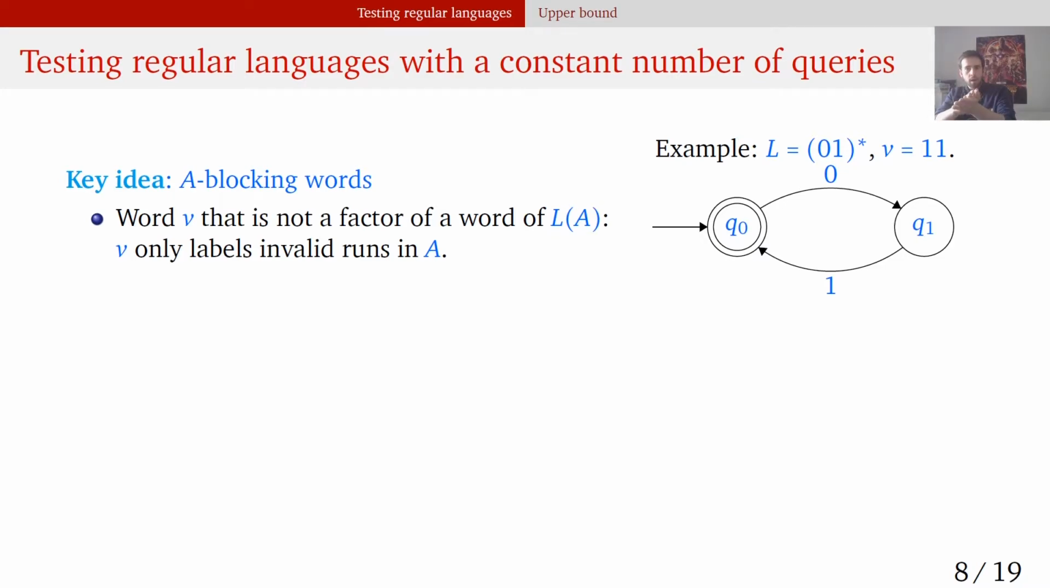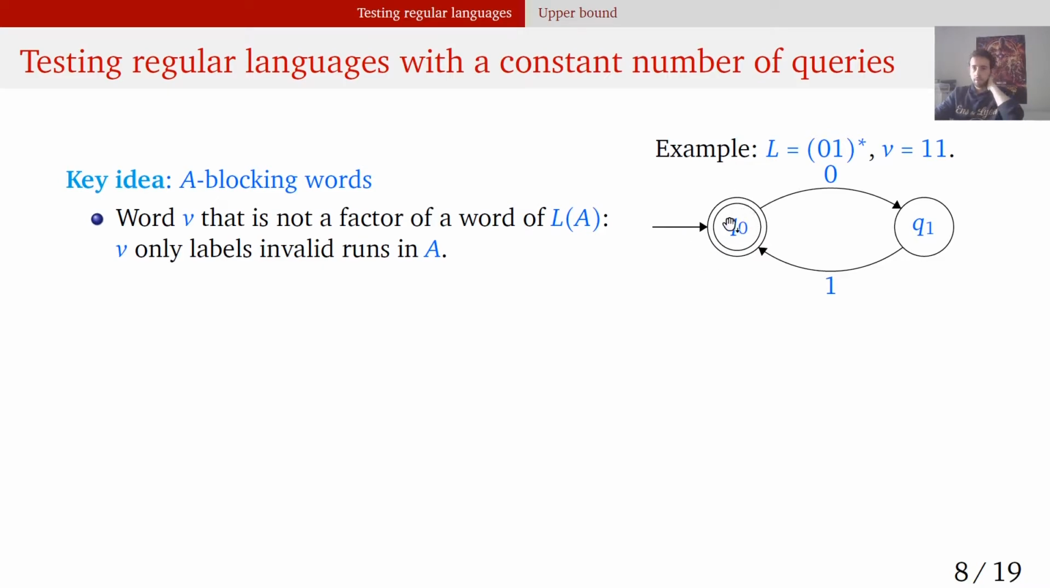So the key idea behind these algorithms that recognize regular languages with a constant number of queries is the idea of an A-blocking word. A word v is A-blocking if it is not a factor of any word of L(A). In other words, v only labels invalid runs in A. So let me give you an example. Here, L is a language of words that are 0, 1, 0, 1, etc. And so let's look at the word v equals 1, 1. Wherever we start in this automaton, we always end up in an invalid state.